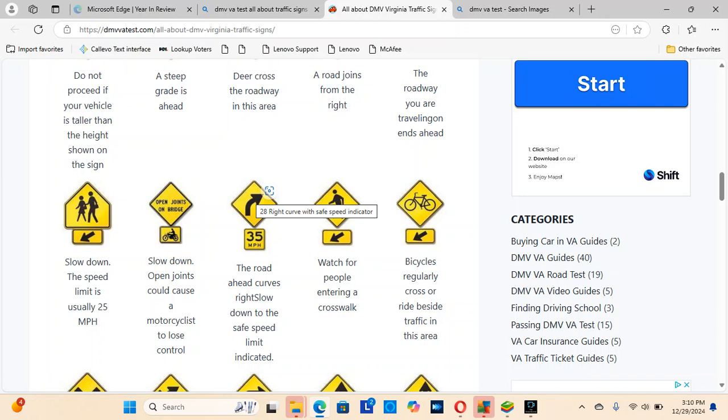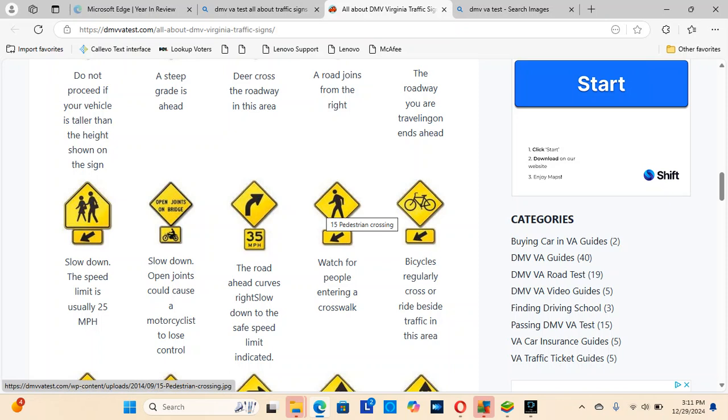Here, in this sign, it says 35 miles an hour on a curve coming up, so you want to slow down to that. Sometimes, when you are traveling at 55 miles an hour, you're coming up to it on a turn, and you'll see on these types of signs to slow down.